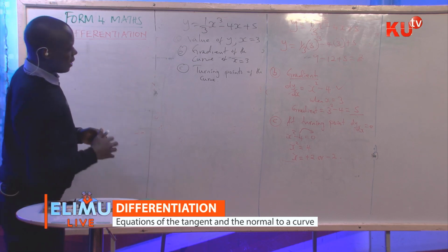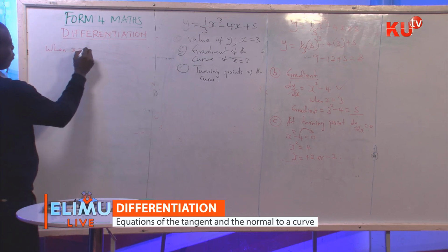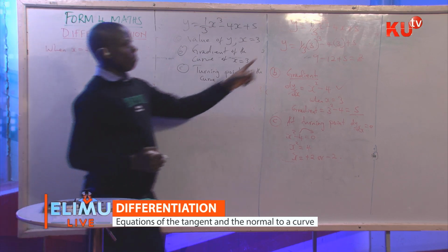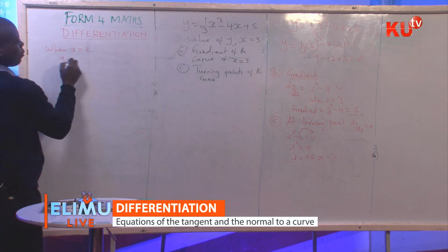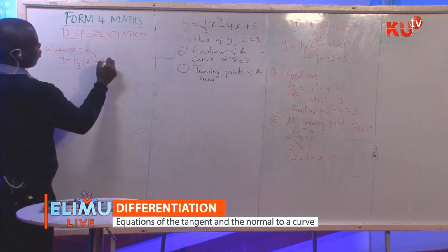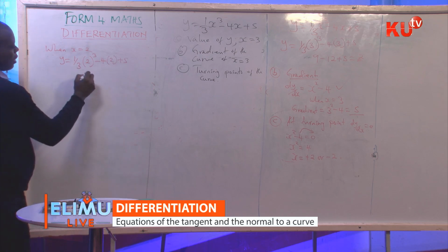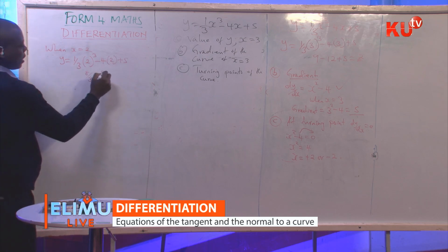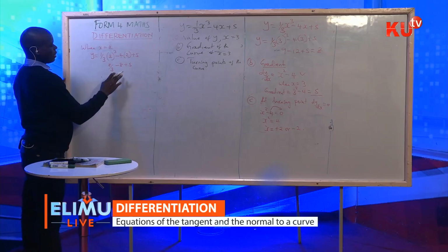Then finally we get the value of y. Therefore, when x is 2, what is y, students? Replace in the function. y equals a third into 2 cubed minus 4 into 2 plus 5. So this is 8 over 3 minus 8 plus 5. So this is minus 3.